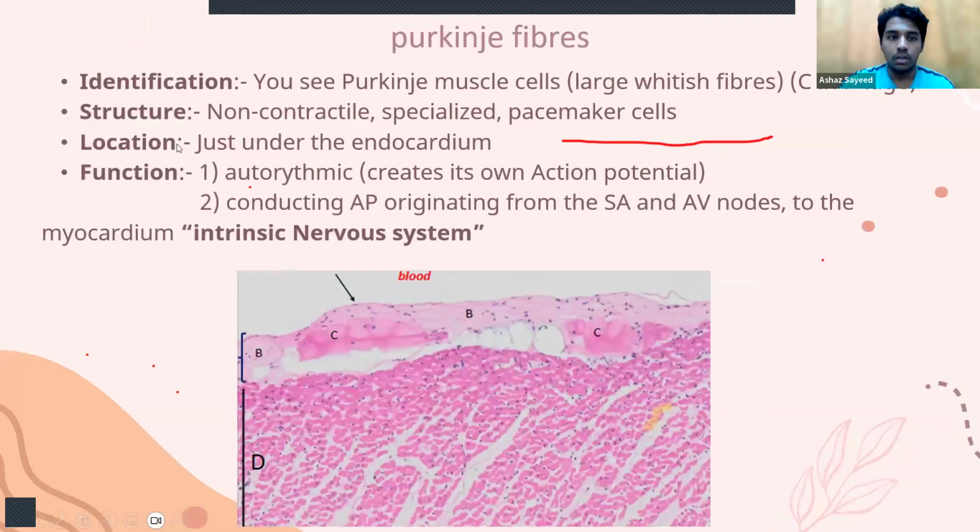Let's go. Purkinje fibers. We have been talking a lot about the Purkinje fibers. And this is just a detail on them and what they do.